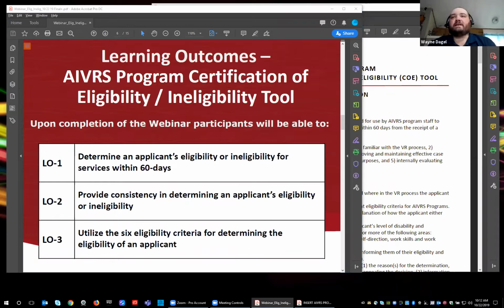So the goal today is we want you to be able to determine an applicant's eligibility or ineligibility within the 60-day time limit that is set forth by RSA and the CFR. We want to provide consistency in determining the eligibility or ineligibility, and we want to utilize the 6 eligibility criteria for determining that eligibility. For many years, it was only 5, and under WIOA, they've added a 6th.